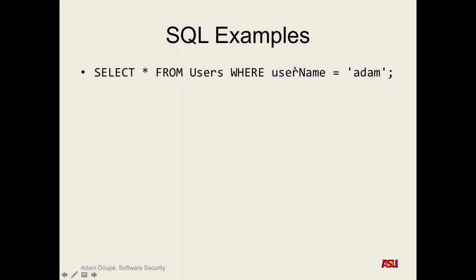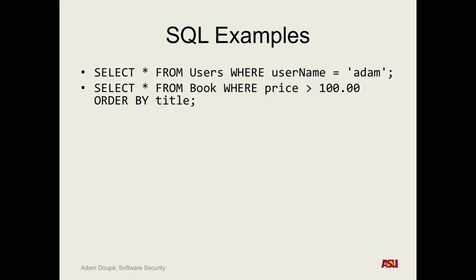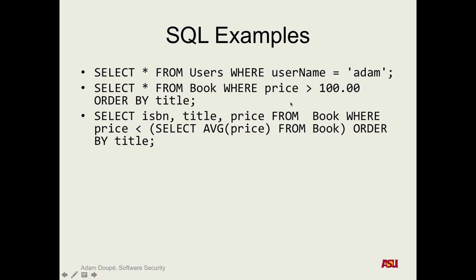So you can have clauses that limit the results that you're getting back. You can do complicated kinds of queries. You can do different types of ordering. So this would get all the books where the price is greater than some amount. You can have nested subqueries, which is pretty cool. So this query would execute first and would get the average price of the book. So you're basically saying, hey, give me all the books that are less than the average price of all the other books.